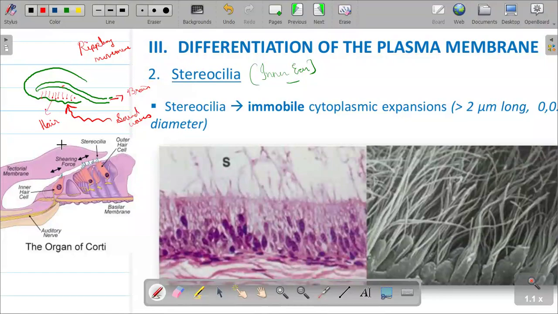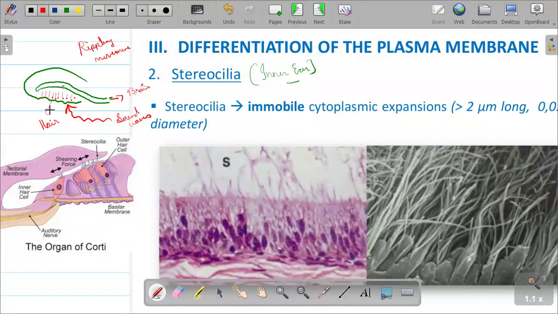The movement caused by the hair cell is called a rippling effect, which hits the tectorial membrane. In turn, from the tectorial membrane it creates some electrical signal which is carried into the brain. So it is actually immobile.